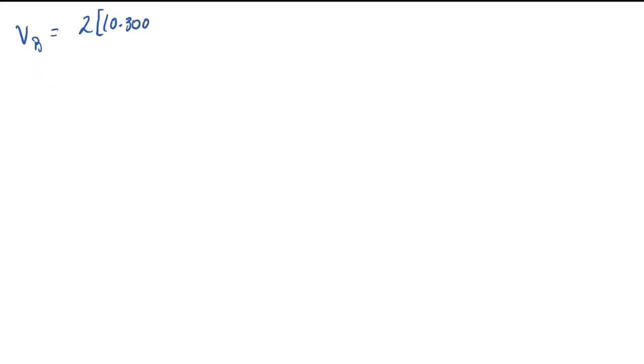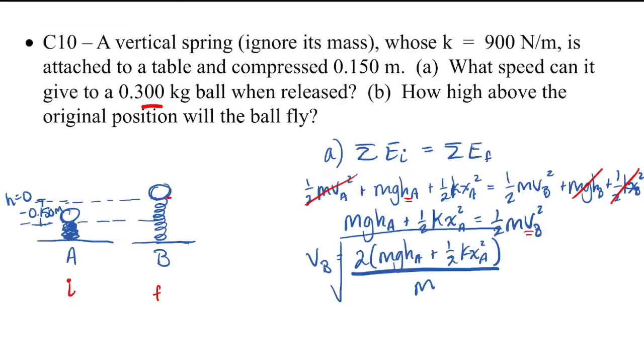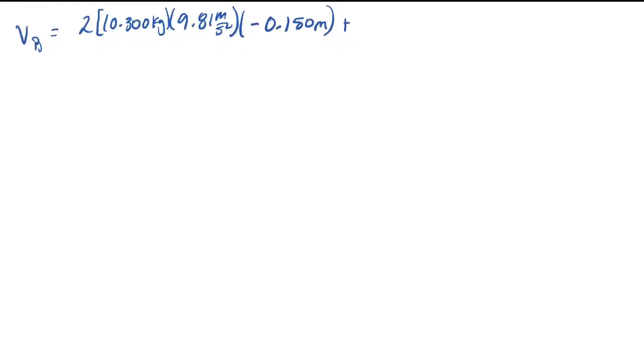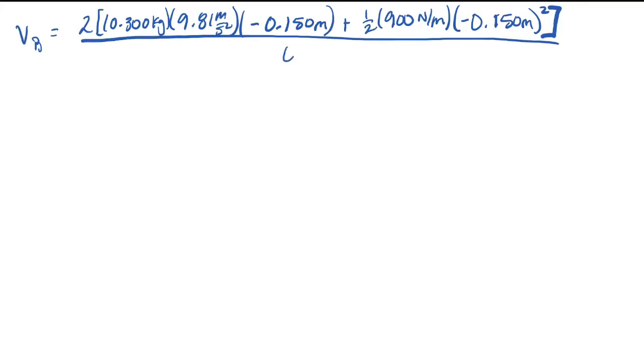So velocity at B is equal to the square root of 2 times mgh. So again, m is 0.30, g. Remember, h was negative, so please do not forget that negative. Plus, and then we had 1/2 kx squared. So that's 1/2, my k was 900 newtons per meter, x was again negative 0.150 meters, but careful, when you square that negative, guess what it does? It becomes a positive. So please be careful. Everything in those square brackets, you're going to multiply by 2, so please don't forget to do that. You can divide that by the mass, 0.300 kilograms, and I'm going to square root it.